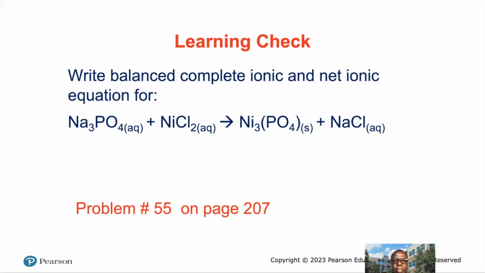Write a balanced complete ionic and net ionic equation for sodium phosphate and nickel 2 chloride. You can write this. It's very easy. All you have to do is balance the equation. The equation is not balanced, by the way. You need to balance the equation.